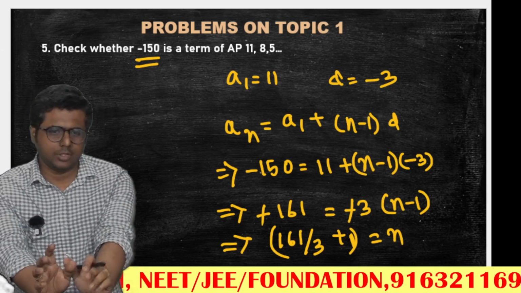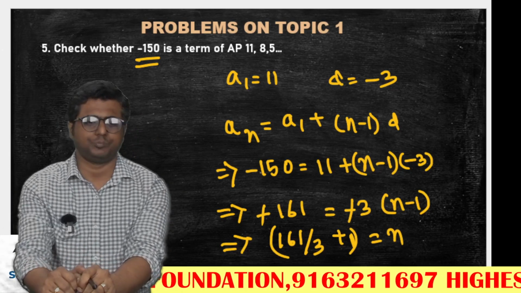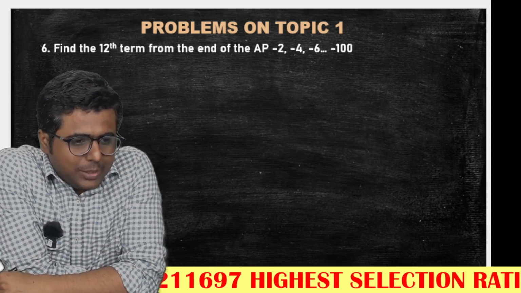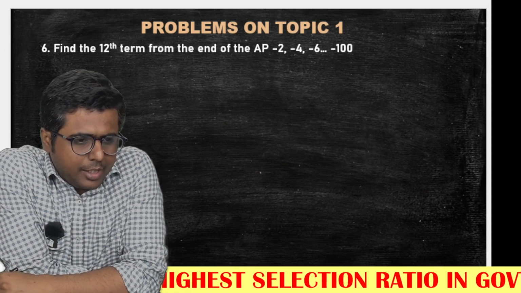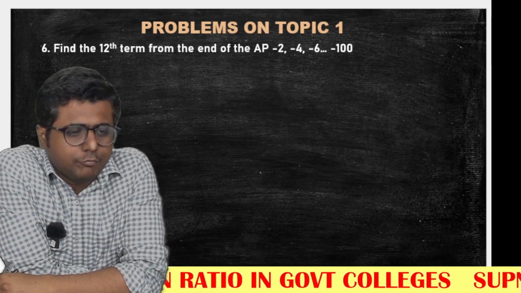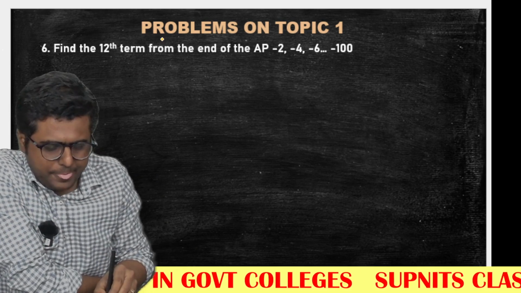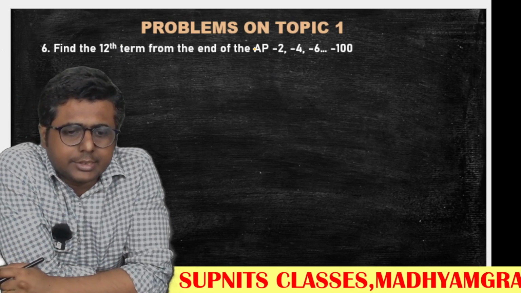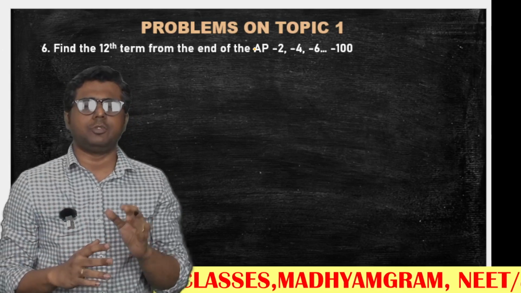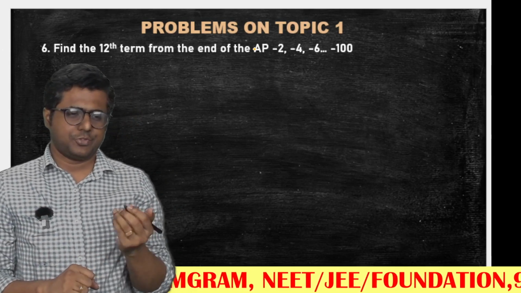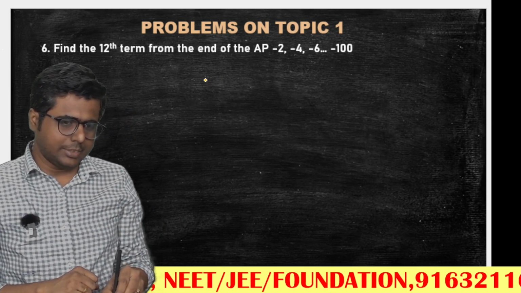Okay guys, so going to the next problem now. The sixth one, find the 12th term of the AP, but from the end, not from the front, come from the end. So see, if this is an AP from the front, that is from your left side to the right side, definitely from your right side to left side also this will be an AP. So I will write this like this.